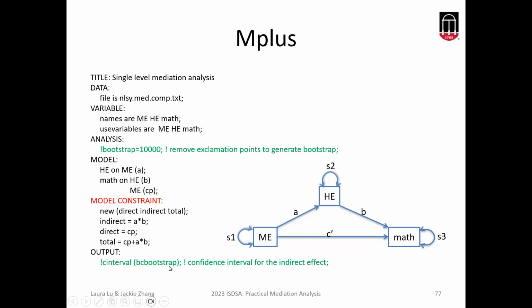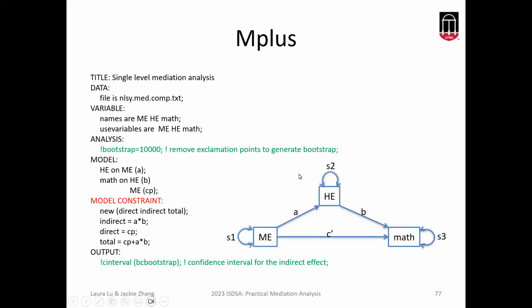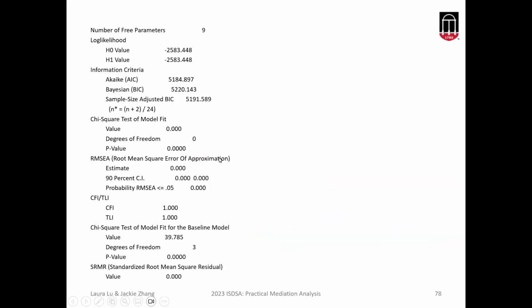We use the BC bootstrapping method. For the bootstrapping confidence interval, we have several methods. BC is just one of them. We also have BCA or some other improvement methods. And then we have the result reported. Number of free parameters, information criteria, RMSEA, CFI, TLI. All of these models are actually saturated. Here we have saturated models. So that's why the model fit is perfect. We have 0 here, we have 1, 1, 1 here.